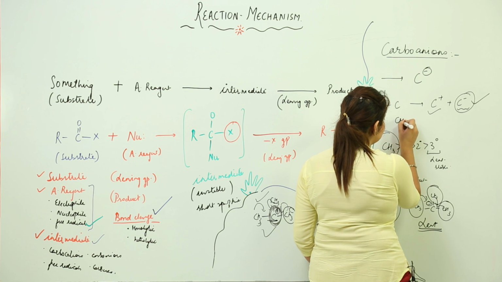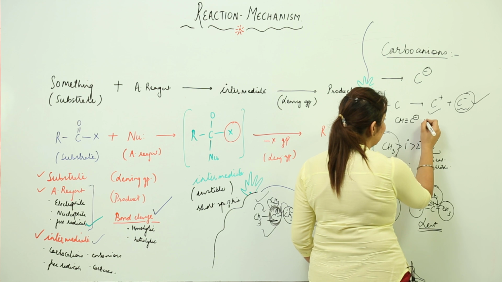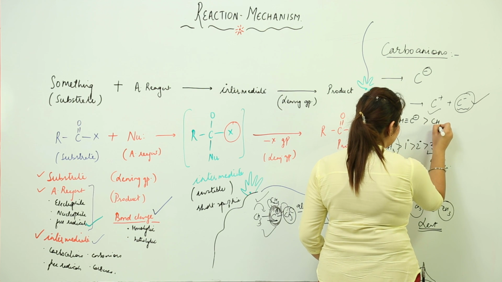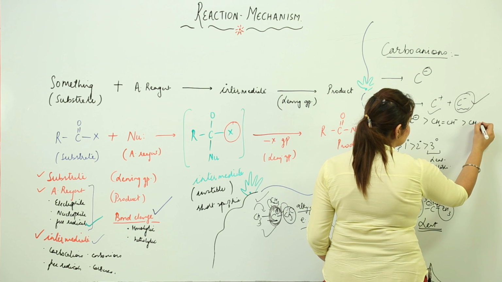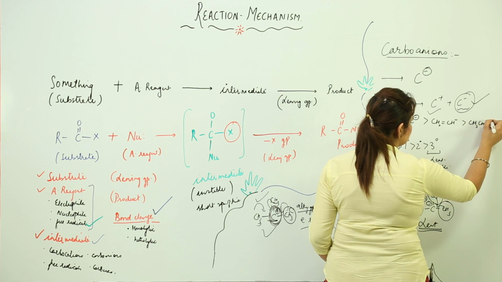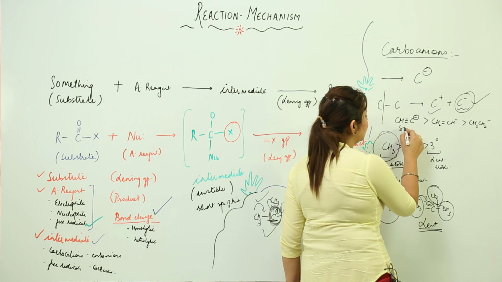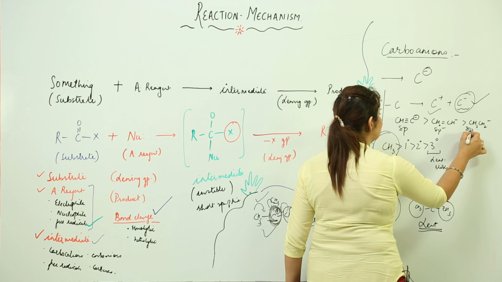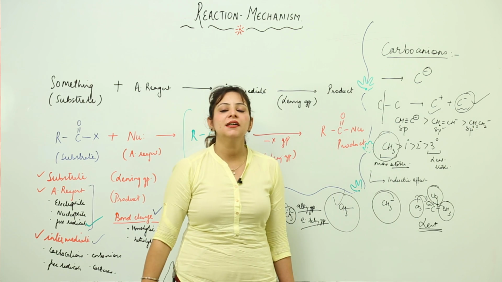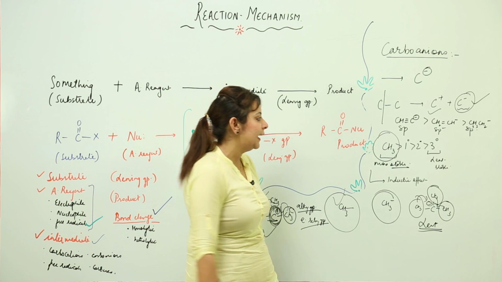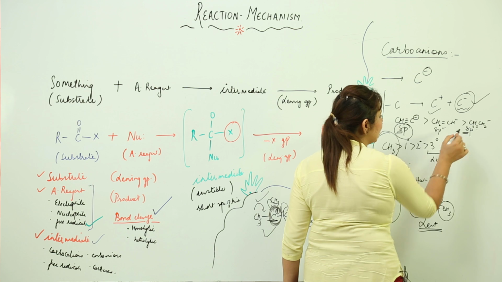Let's say that this is my alkyne carbanion. It is more stable than the alkene one, and the alkane one is the least stable. Now we know that in the alkynes the carbon is sp hybridized, in alkenes it is sp2 hybridized, and in alkanes it is sp3 hybridized. So if we compare the S character in them, this has maximum S character and this has least S character.